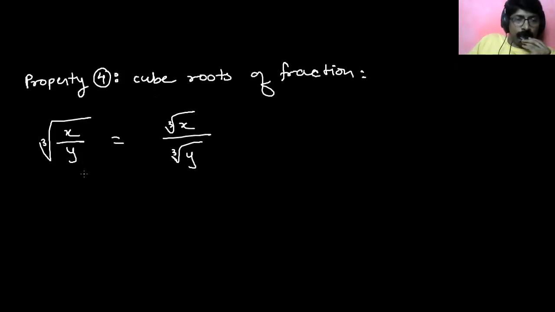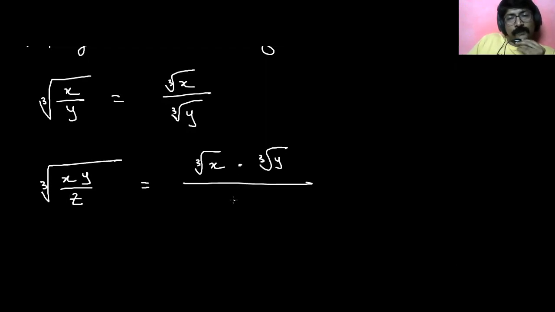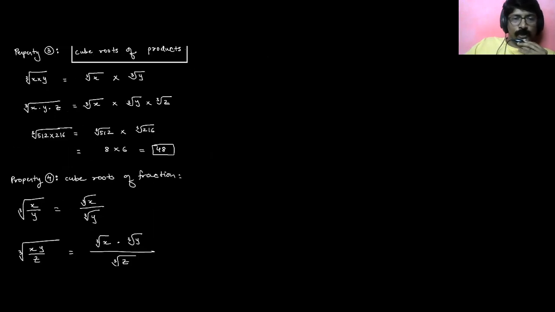Okay, it could be like this also: the cube root of x y upon z. So what can be done in this case? The cube root of x into the cube root of y divided by the cube root of z. Just remember that if x, y are in the numerator, write them in the numerator, and if z is in the denominator, write z in the denominator. I hope you understood this. Isn't it very simple? If you have missed some calculations or some concept, please write it in your book immediately, guys. I hope property number 3 and 4 are very clear to you all.